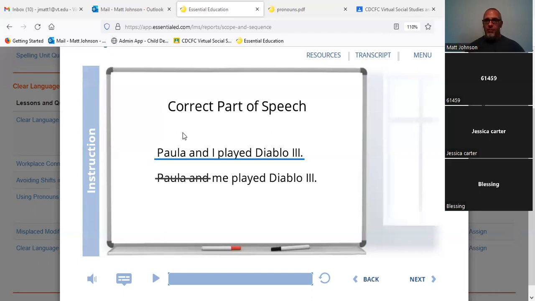If it's an object, meaning that it's receiving the action of the sentence, that's when it changes form to me. So typically if it's the beginning, just using that I and me idea. So I is going to be at the beginning because it's usually part of the subject. Me will be probably in the middle or towards the end.